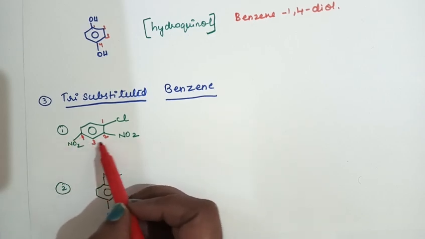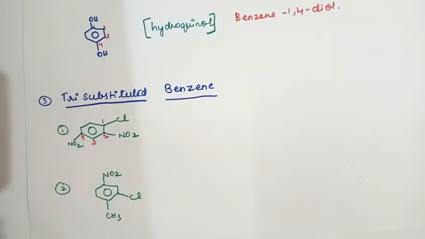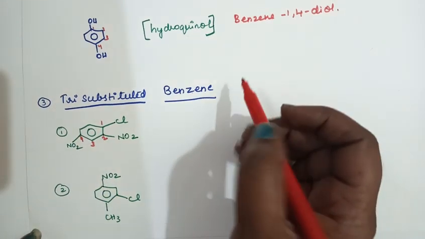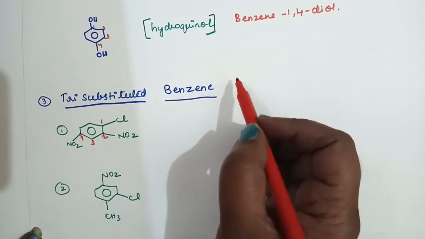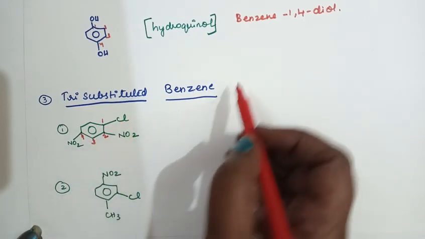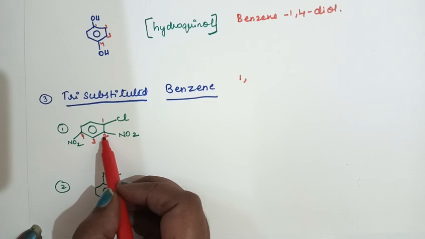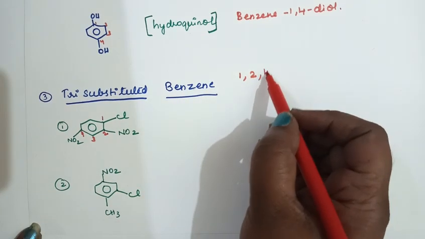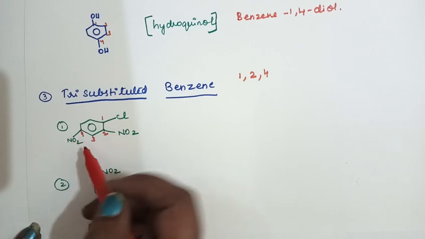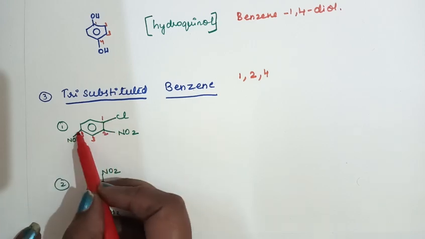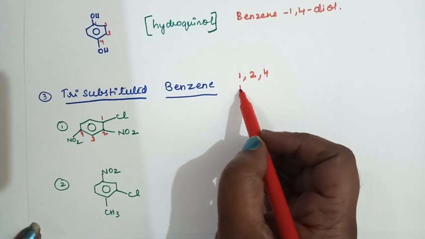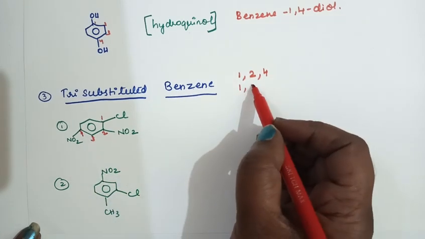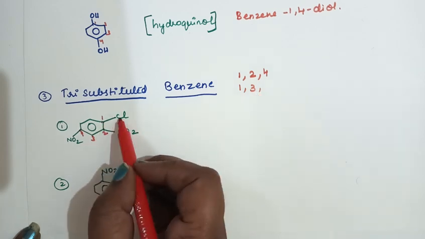Suppose if I number from this side 1, 2, 3 and 4. So let me write here. If I number from here, the substituents are getting position 1, there is a chloro group, position 2, nitro group is present, position 4, nitro group is present. Now suppose if I number from this side, this is 1. At position 1 there is a nitro group, 2, 3. At position 3 there is a nitro group, and at position 4 there is a chloro group.